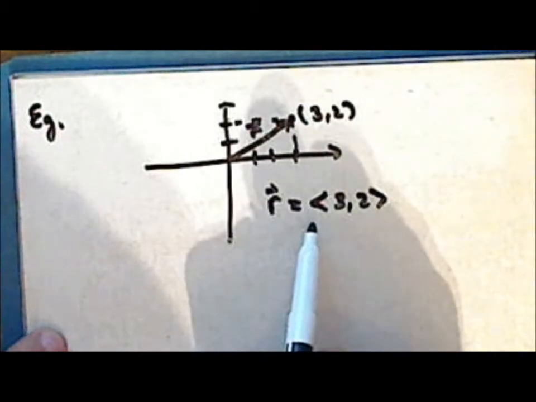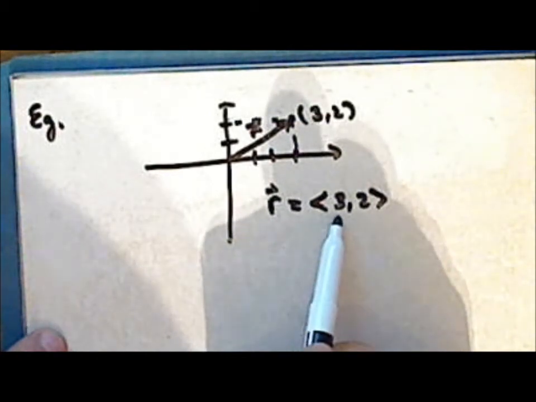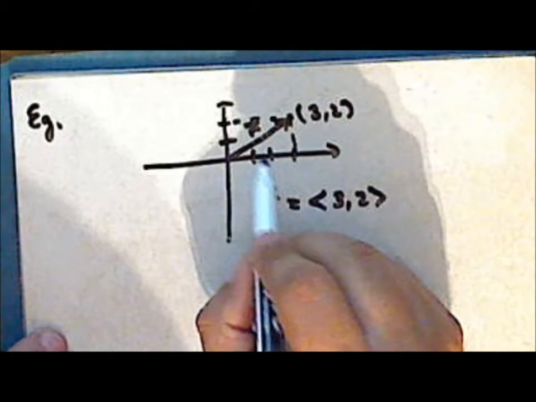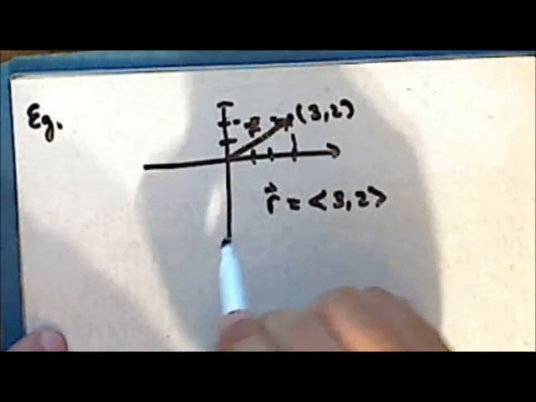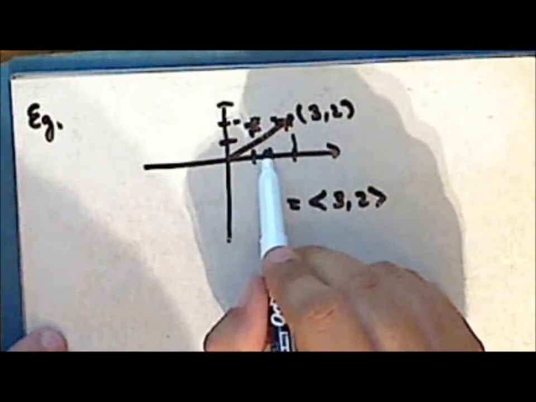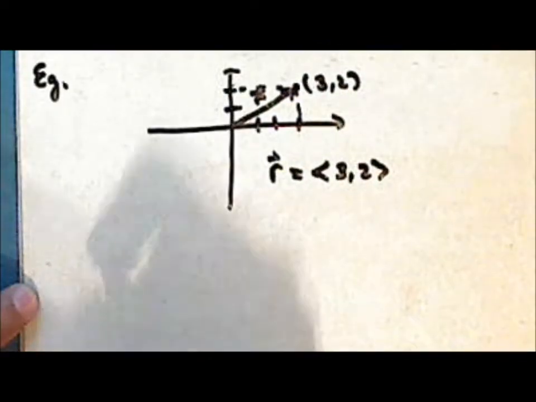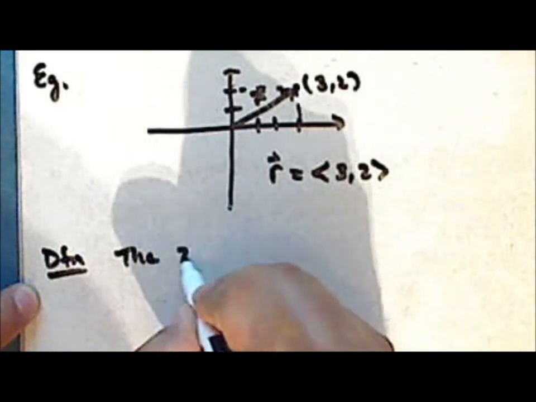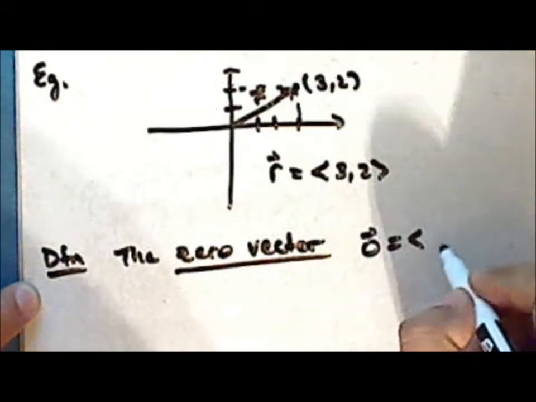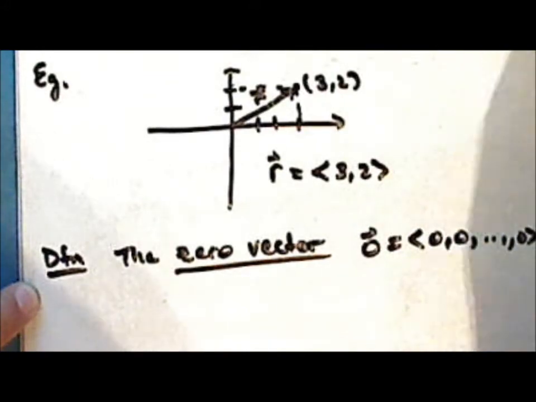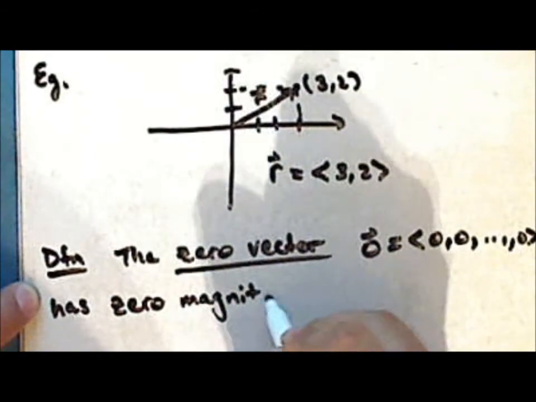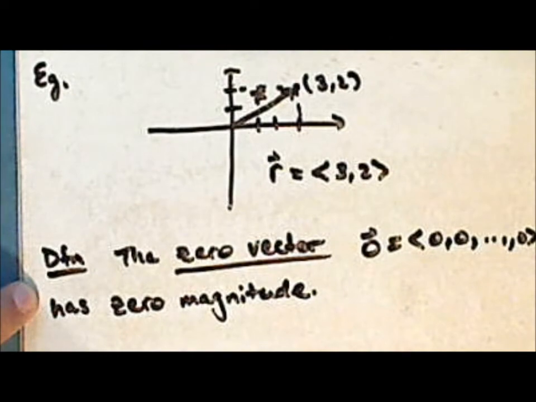We read off from the components that we move in the positive horizontal direction 3 units and in the positive vertical direction 2 units. Or we can specify the direction by giving an angle with respect to the horizontal axis or with respect to the vertical axis, whichever is more convenient. But it's standard, for vectors in the plane, to give the direction as an angle with respect to the horizontal axis. Now, the 0 vector is the special vector that has as its components all zeros and has 0 magnitude. And it's the only vector in n-dimensional real space for which this is true.